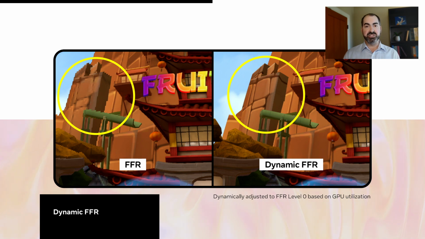on GPU utilization. With Dynamic FFR, you'll be able to develop for Quest and Quest 2 and get the best experience on each device. Best of all, we enable Dynamic FFR by default on Quest 2, which means that existing Quest apps will look their best on Quest 2 automatically, no modifications required.